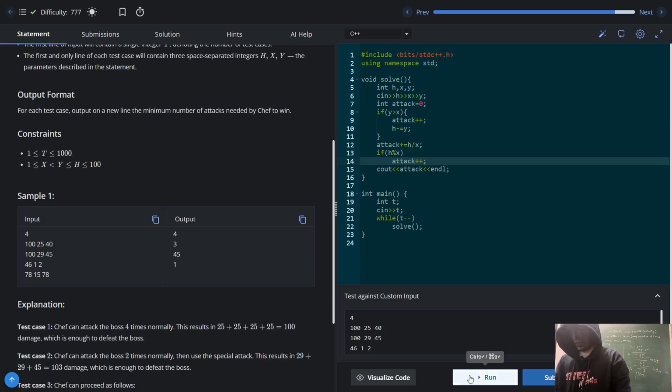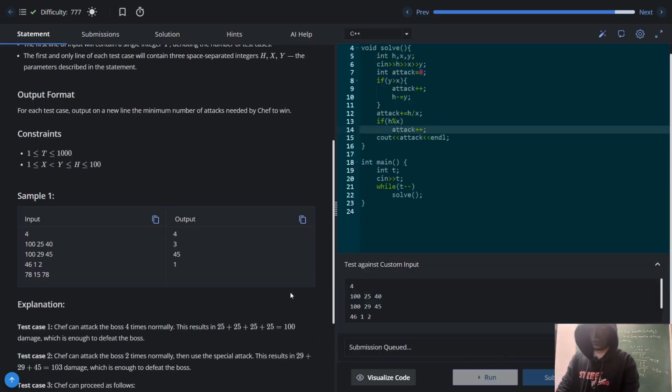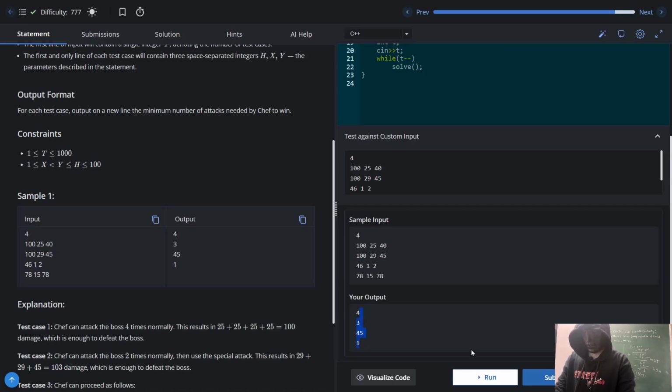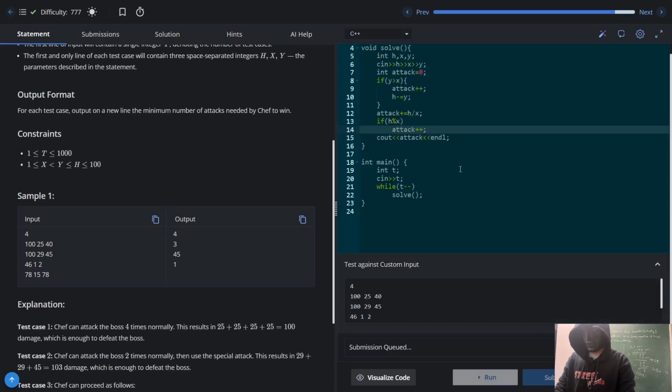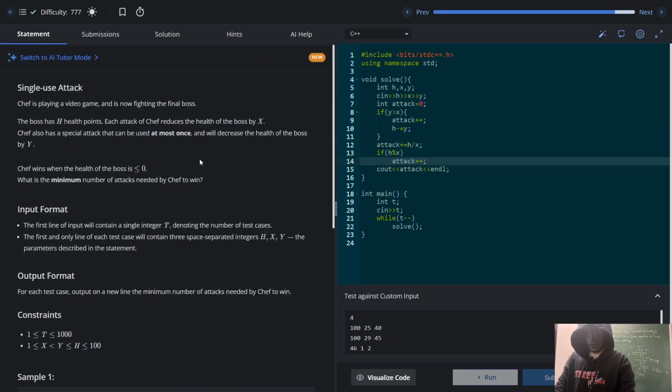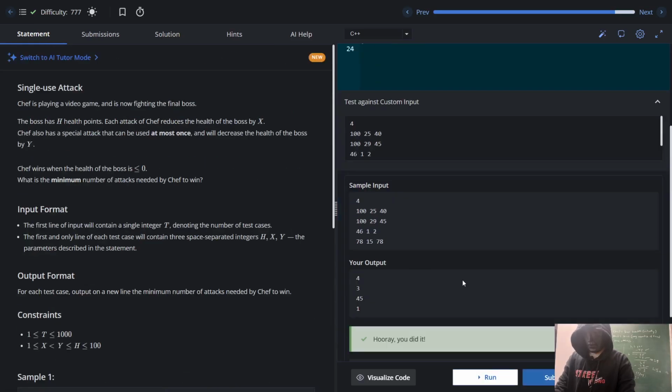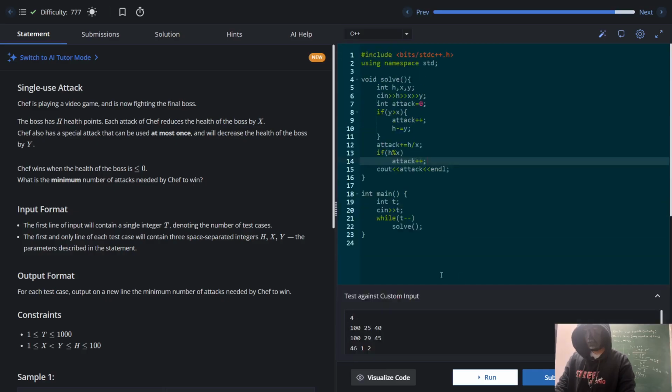So let's try to run it. You should be getting 4 3 45 1. So yeah, we are getting 4 3 45 1. Let's try to submit it. Yeah, it got accepted. So basically I think you guys have understood.